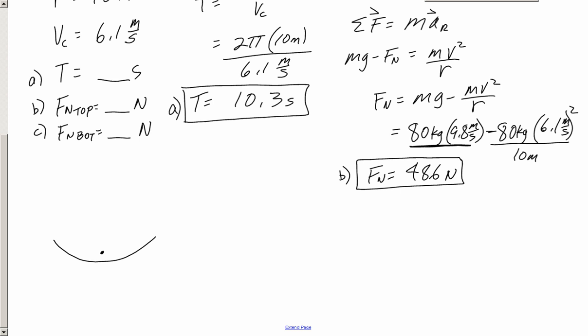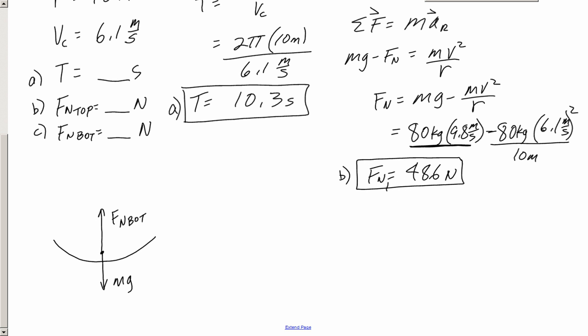Now let's take a look at the bottom. Obviously here we're going to have mg again at the bottom, but because the guy is going from this low place to a higher place, to move him upward off of the horizontal, we're going to need a larger force up, and of course that would be his normal force at the bottom. This one over here would be F normal top. That one.